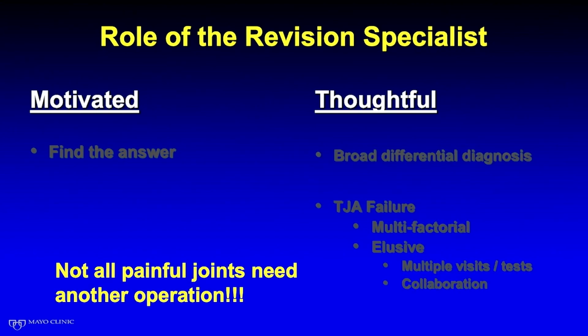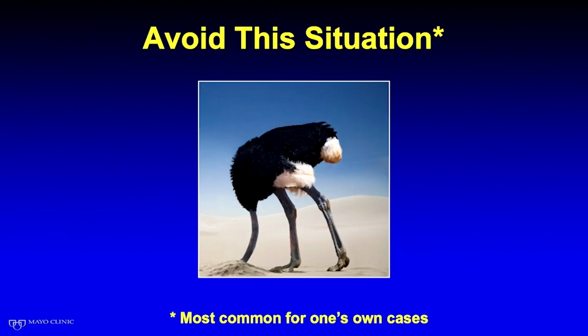It's crystal clear that not all painful joints need another operation. If you don't know what's going on, you either need to send that patient along or keep following them up, but do not take them straight to the OR. It's best to avoid putting your head in the sand, and I think it's probably fair to say it's most common with your own cases. It's much easier for me to diagnose flexion instability in somebody else's patient than in my own.